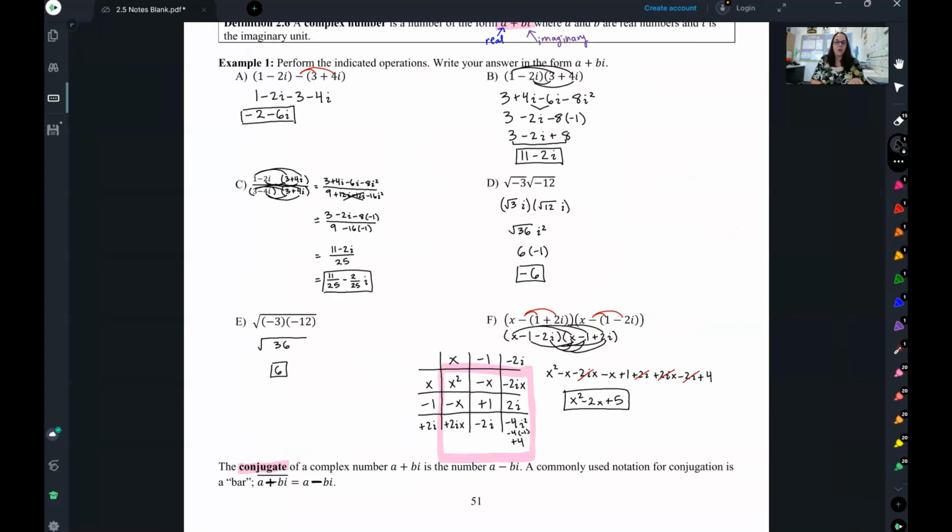In the next video, we're going to actually go back to what we were doing in 2.4 and look at finding zeros again.